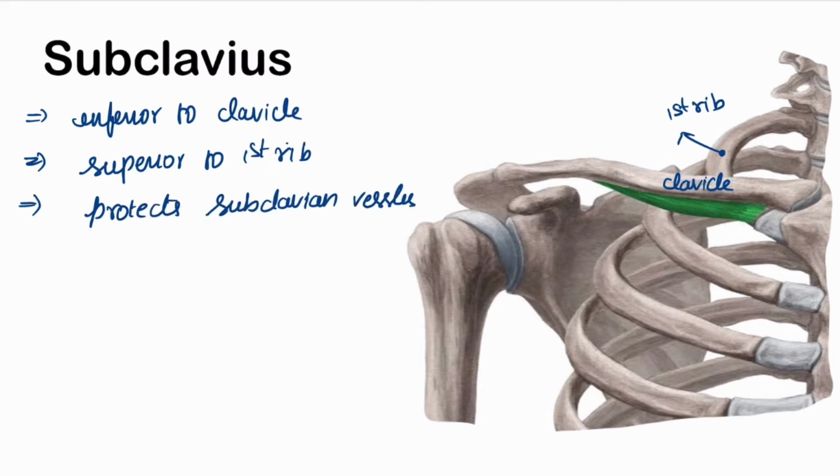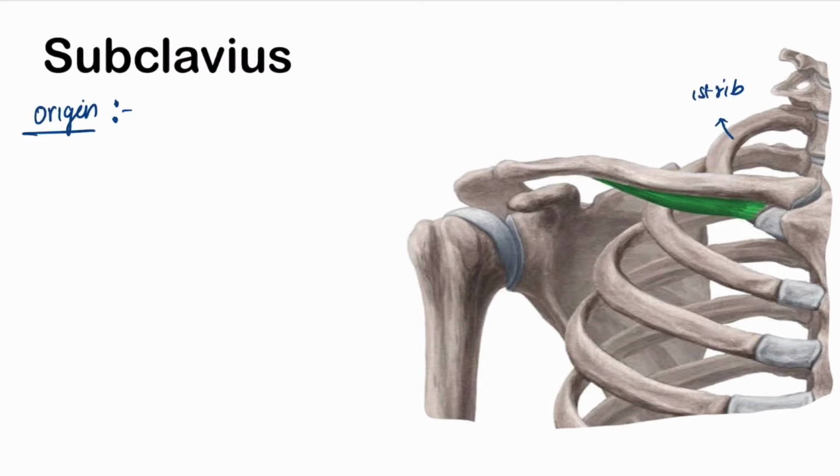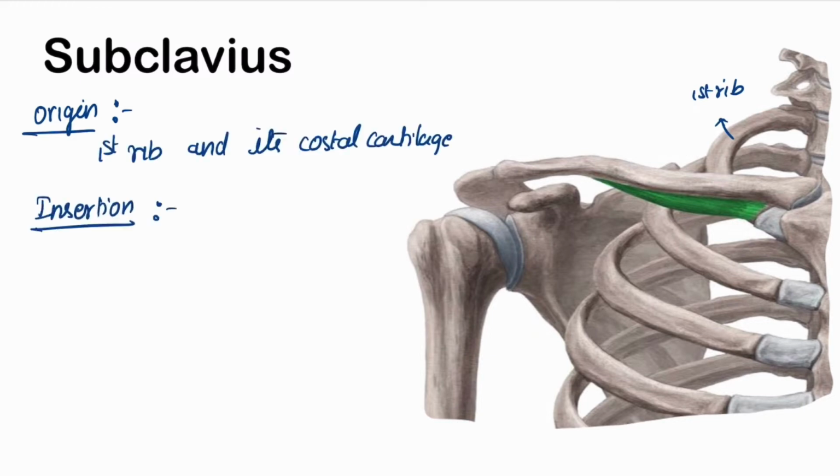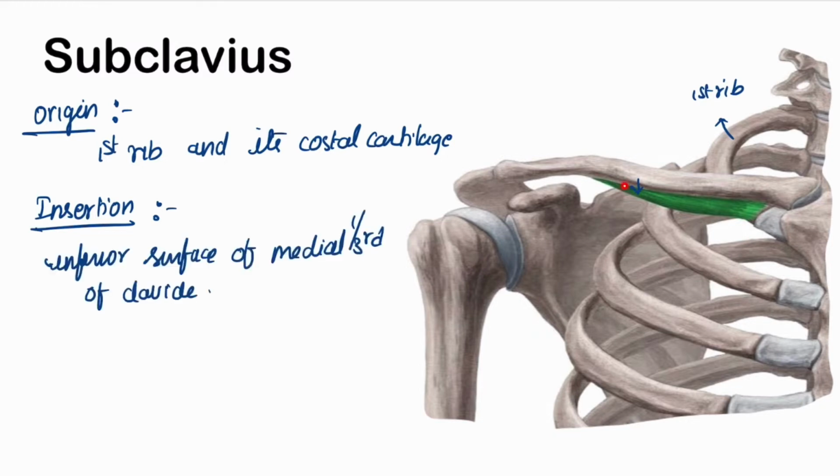Now let us look at the origin and insertion of this muscle. It originates on the first rib and its costal cartilage. This is the costal cartilage here and this is the first rib. And now let us see the insertion. It inserts onto the inferior surface of the clavicle, that is the medial third of the clavicle. This is the inferior surface of the clavicle. This is the origin of the subclavius muscle and this is the insertion of the subclavius muscle.